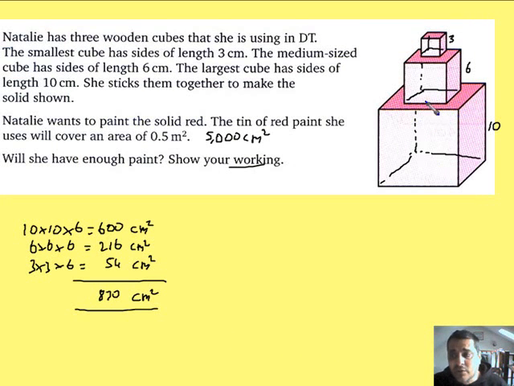Neither is the surface on the big cube that it's sitting on. So I need to subtract 2 lots of 6 by 6, because number one, I'm not going to paint the bottom of the middle cube, and I'm not going to paint the top of the big cube that's covered by the middle cube. Alright, so I need to get rid of that little bit there.